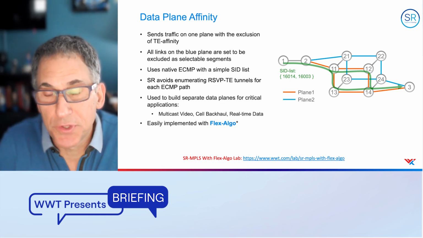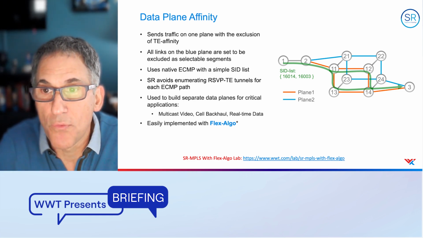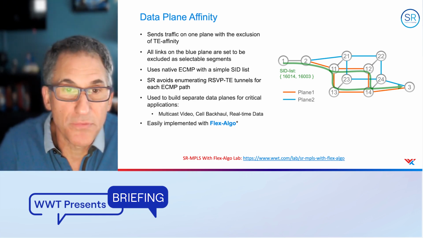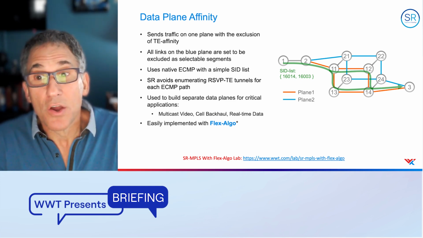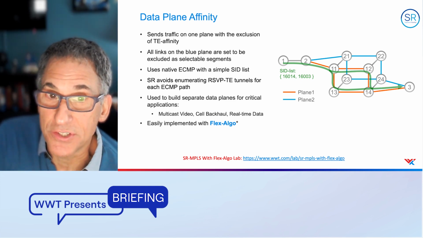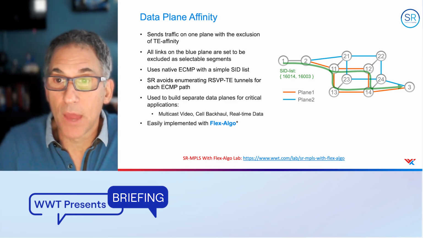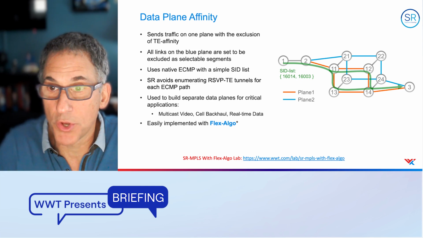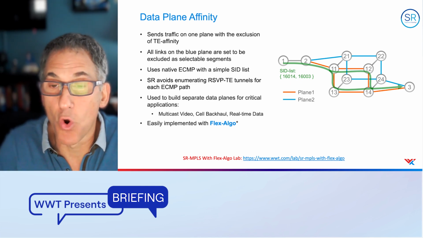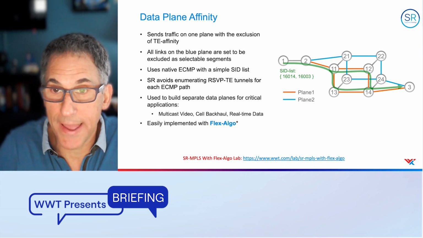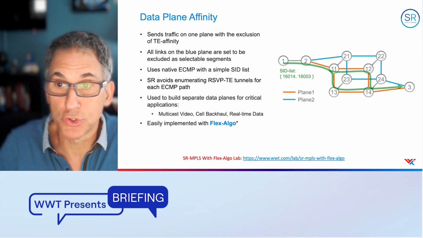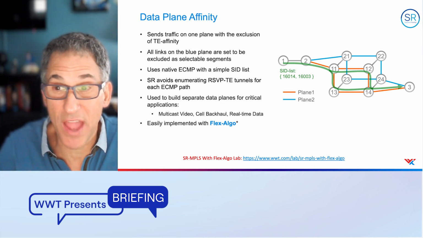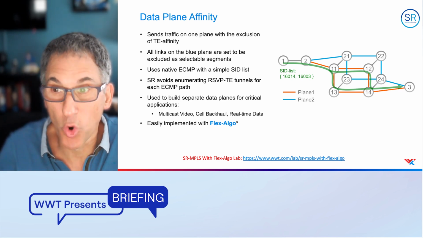Data plane affinity. This is a common use case for video delivery. It could also be for 5G slicing. What we have is two separate data planes. This is usually implemented with FlexAlgo. The lower number nodes, 11, 12, 13, and 14, are in one plane, and 21, 22, 23, and 24 are in another plane, the blue and red plane. And there's no overlap. So when router 2 forwards the packets, he forwards them across two data planes that never have any node or link overlap.